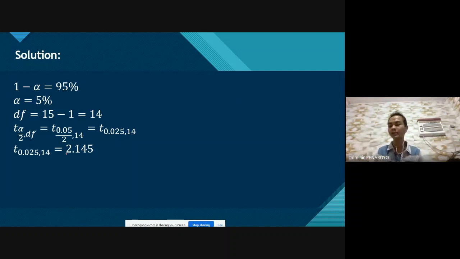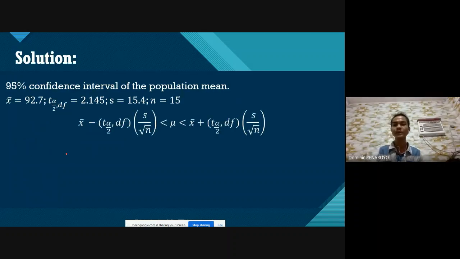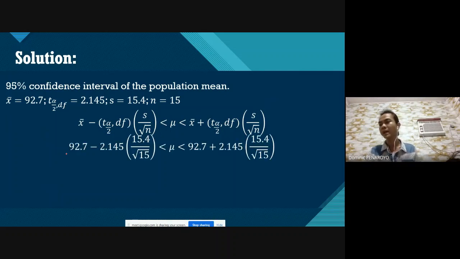So we already have all the given. All we need to do is substitute it to our formula. So this is our formula. Substitute natin, so we will have 92.7 minus 2.145 times 15.4 over square root of 15. That is for our lower limit. Again, class, you need to be careful doon pa lang sa pag-apply ng rounding rule sa mean and sample standard deviation. Kasi if mali yung nalagay natin na value, hindi natin na round off, hindi natin na-apply yung rounding rule, baka magkakaroon tayo ng difference sa result. So make sure to follow the rounding rule that we have for the sample mean and variance as well as the standard deviation.